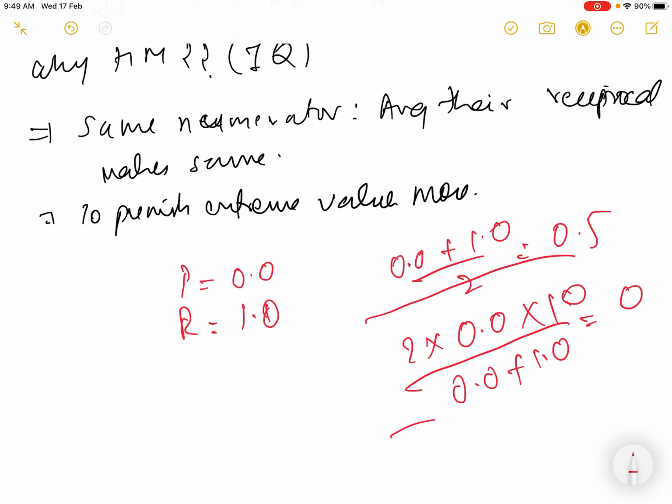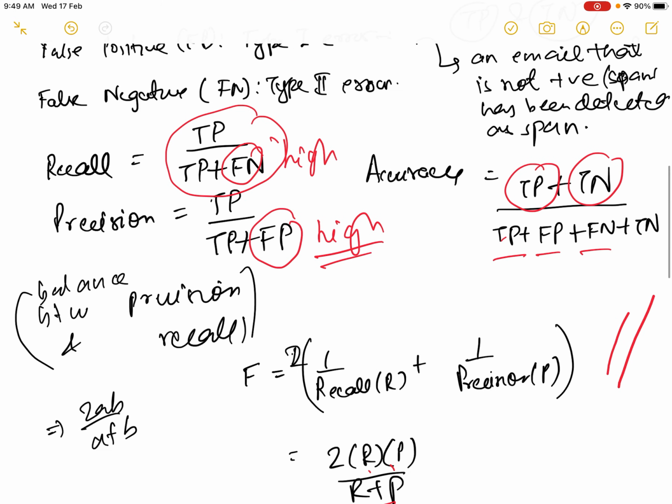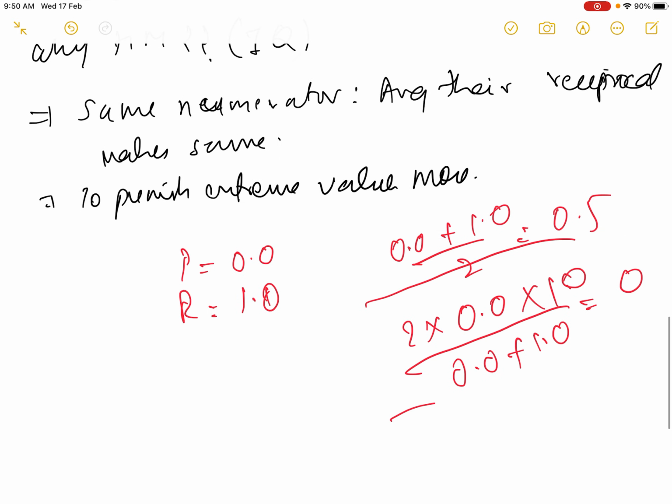Now if I am in a model where precision is 0, what does that mean? Let's go again and see: the number of cases where we have true positive is actually 0. But that example is almost impossible, because in both recall and precision the numerator is the same. So exactly that is not possible. But I wrote this to tell you the importance of extreme values. In the case of extreme values, the harmonic mean punishes extreme values more, and that's why we use the harmonic mean.